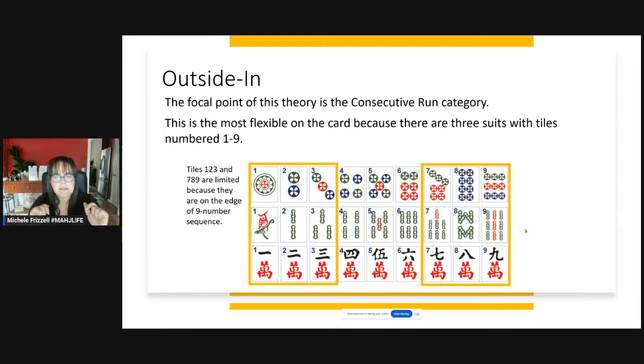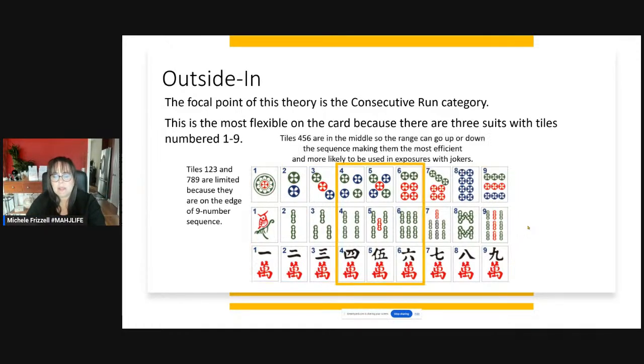Outside in. Did I say inside out before? Outside in. These are on the edge. And then we have the middle numbers. These are the most flexible. So typically the tiles 3 through 7 are going to be more likely used in exposures just by nature of the design of the game. 3 suits numbered 1 through 9.